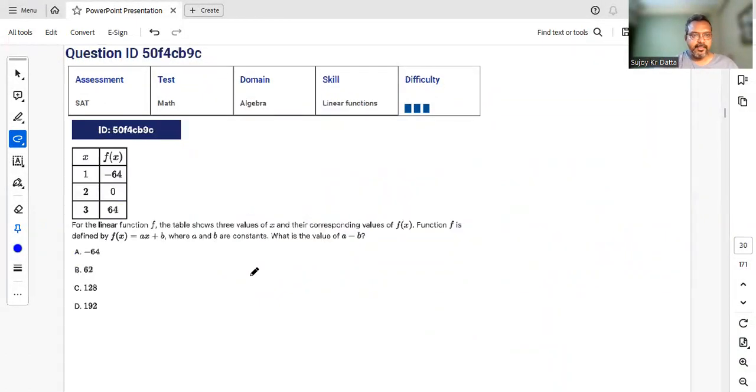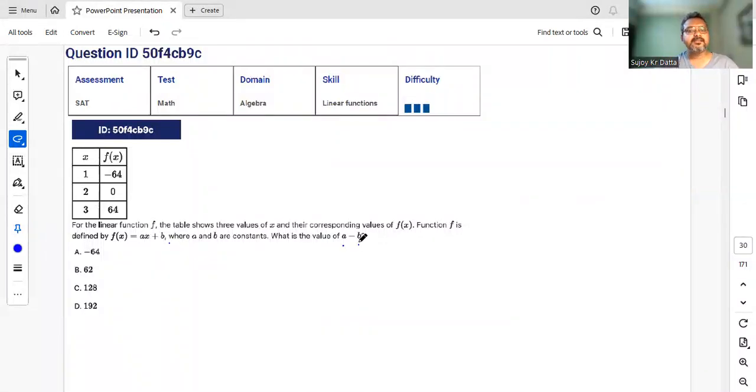Let's go on to the next. It says this linear function: when x is 1, y is negative 64; it's 2 at 0; and 3 is positive 64. Three values are given for ax plus b, so you have to figure out what a and b are. Apparently, that's what you have to figure out. What is the value of a, what is the value of b, from this by plugging in values.